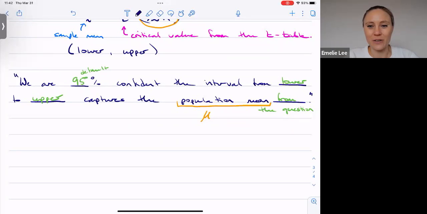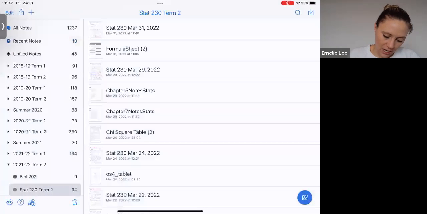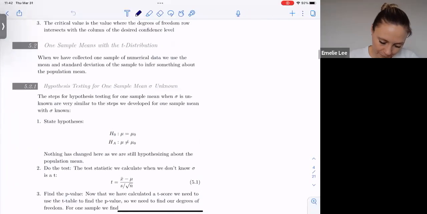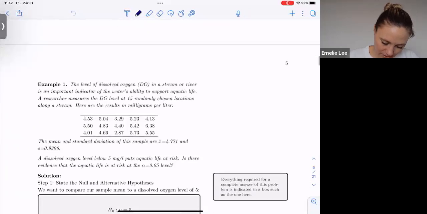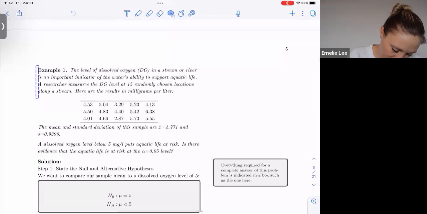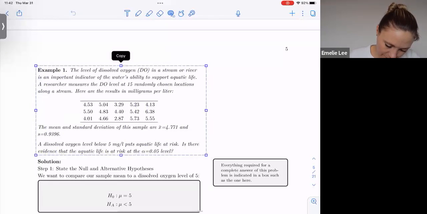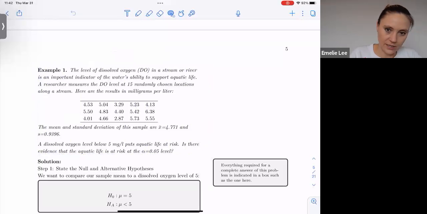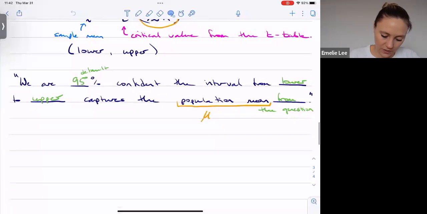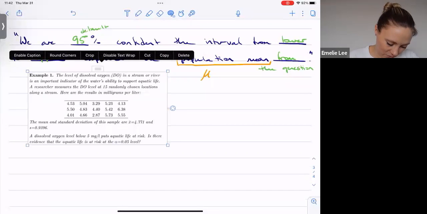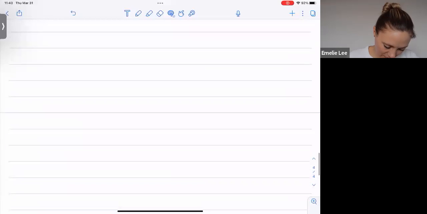In those notes that I've posted that I'm stealing from, there's only one of the questions that I want to do. I can post the solutions to the other ones. But I want to do the dissolved oxygen level one. It does have it all outlined, but I want to talk about it together. It's my go-to example for this stuff.